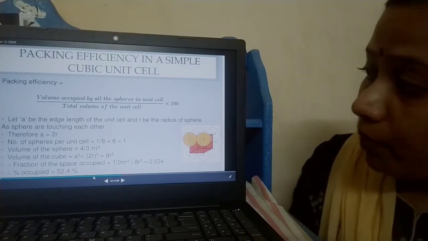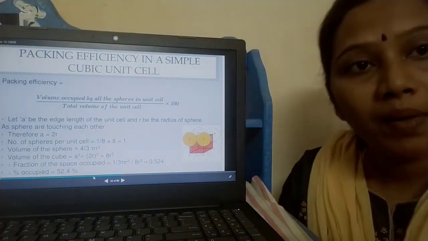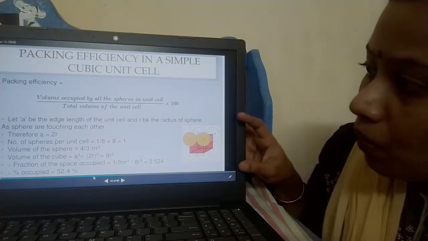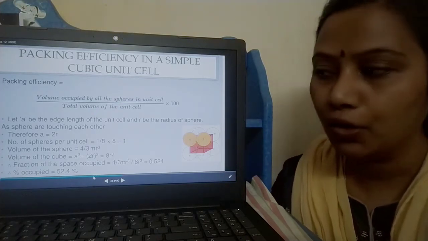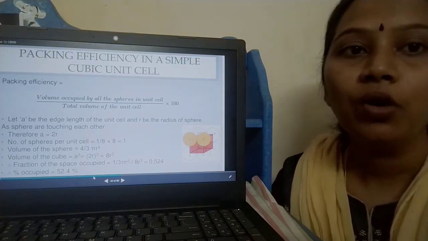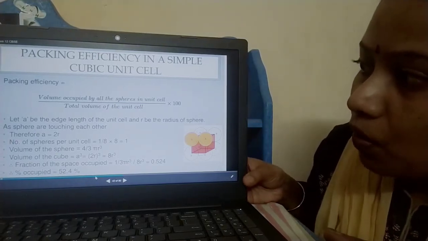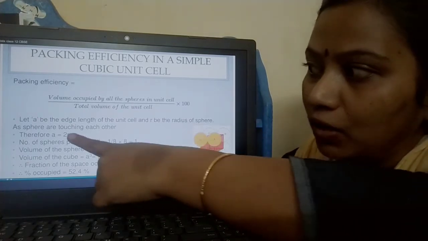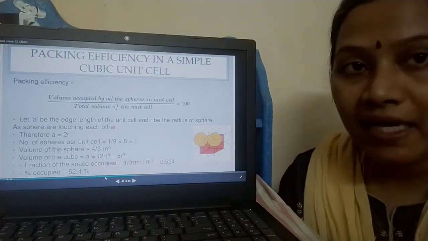Now how many spheres are there in a unit cell? This we have already seen: 1 by 8 into 8, so 1. Now what is the volume of the sphere? It is 4 by 3 pi r cube. Now what is the volume of the cube? It is A cube. What is the A value? 2R. If I substitute 2R in A cube, I will get 8R cube.